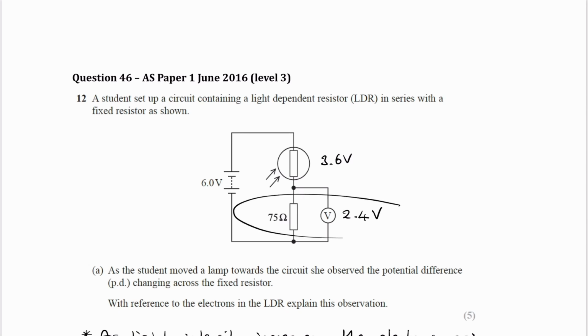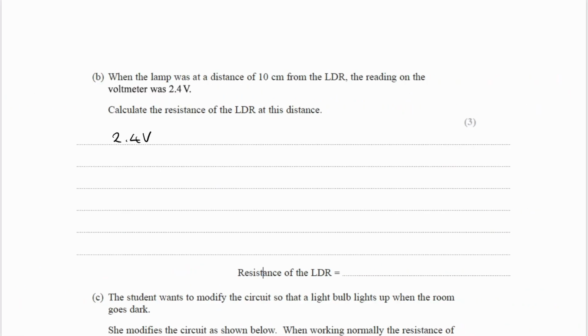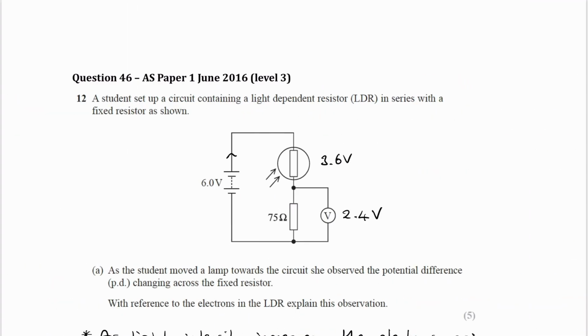So if we use these two values, the voltage across the fixed resistor and its resistance, if we divide the two things, we end up with the current in the circuit, and that would be 0.032 amps. So from our cell, we have a current of 0.032 amps. That will pass through the LDR.